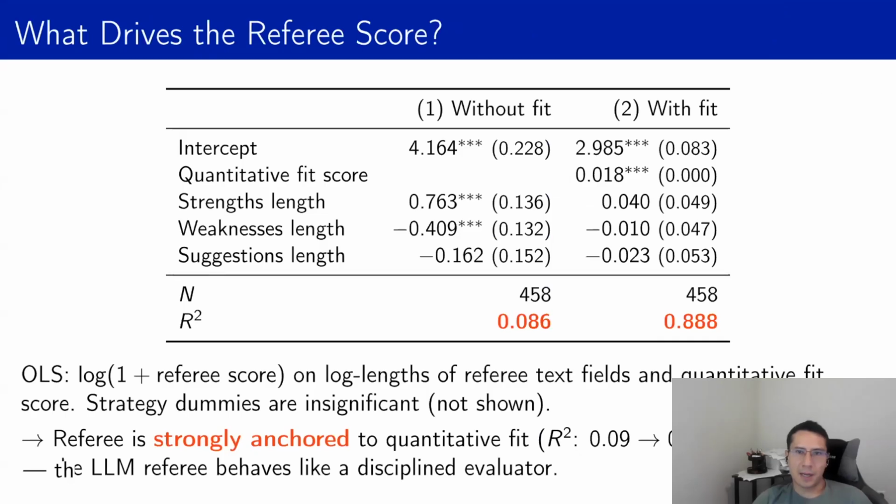And then what drives the referee score? Basically, we can add the quantitative fit score, and that adds a lot of R squared. The referee score is mostly based on the quantitative fit score. The strengths, weaknesses, and suggestions are no longer significant after that. So the referee is strongly anchored to quantitative fit, but it's not exactly mechanical, because if the model doesn't make economic sense, the referee will also cancel and lower the score.